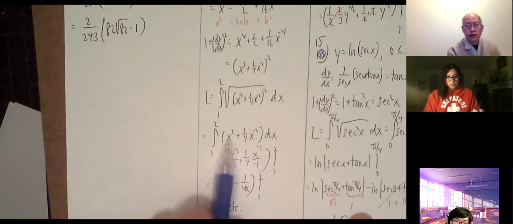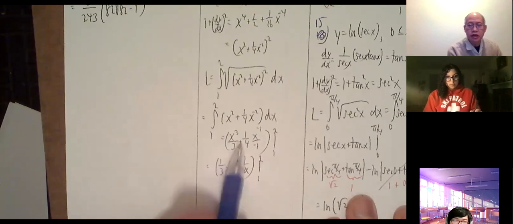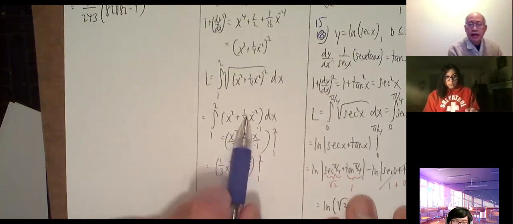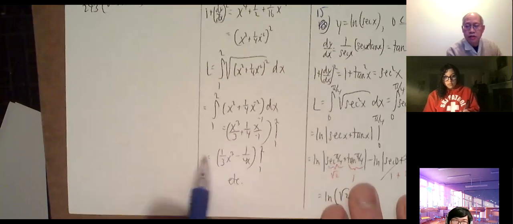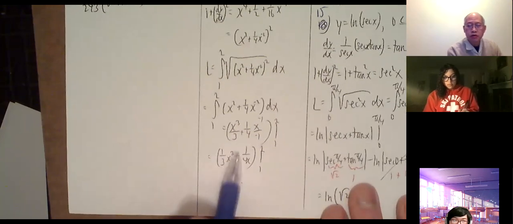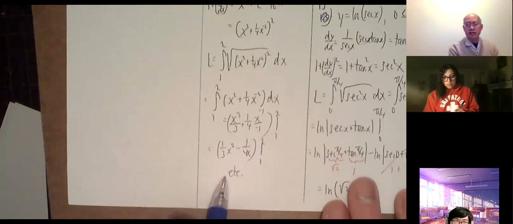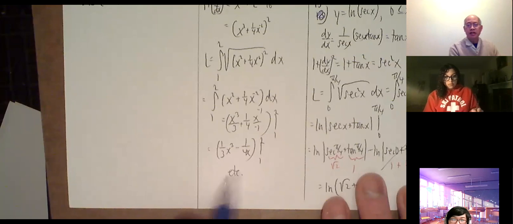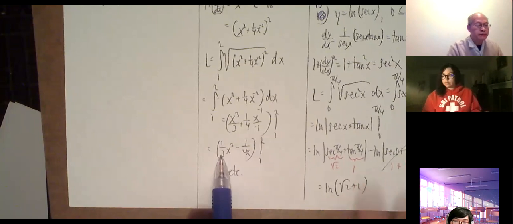Okay, so I think you can take it after a certain point, so I just say etc. But you know, that's x cubed over 3 plus 1/4 x to the minus 1 over minus 1. Clean up the algebra a little bit. 1/3 x cubed minus 1 over 4x from 1 to 2. Okay, the rest is just plugging in, so I said etc. I decided to save class time. You can take it from there. But you know, plug in 2, figure it out, plug in 1, and then combine like terms. So you do that. I've done the hard work right here.